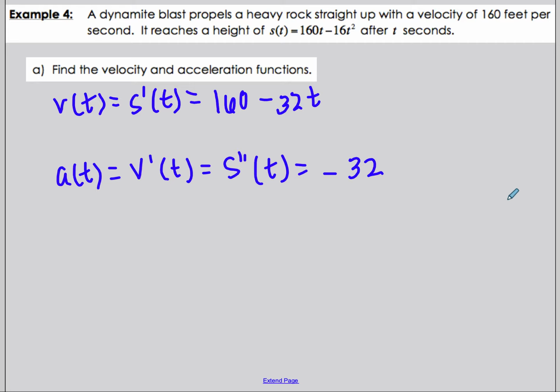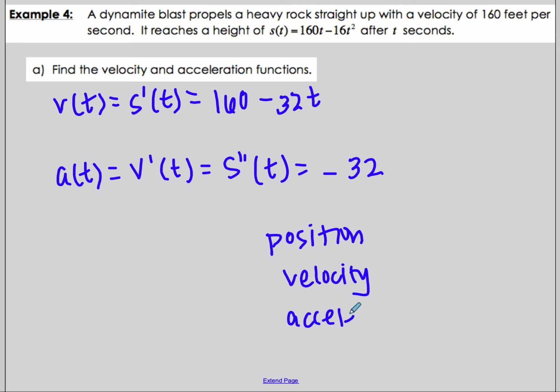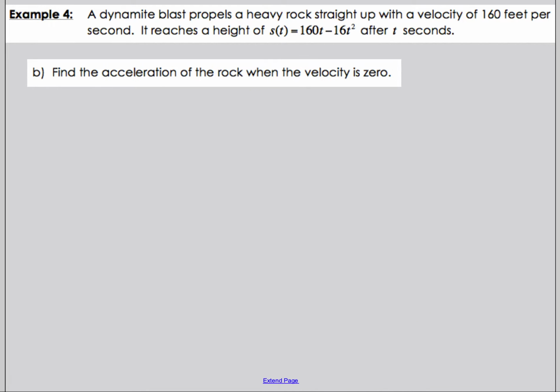You just got to remember, it's always position. The derivative of position is velocity. And then the derivative of velocity is acceleration. So I recommend just remembering position, velocity, acceleration in that order. Okay. And then B says, find the acceleration of the rock when the velocity is equal to 0.